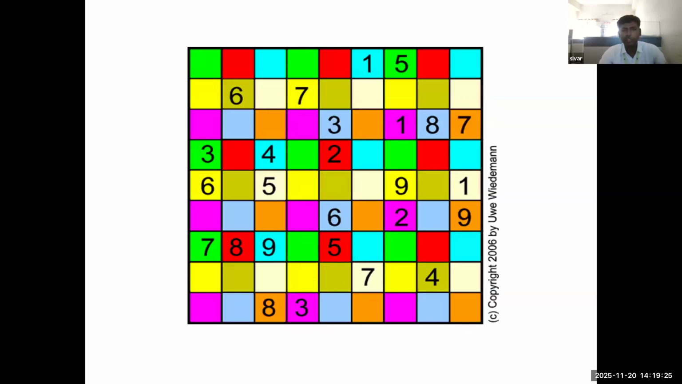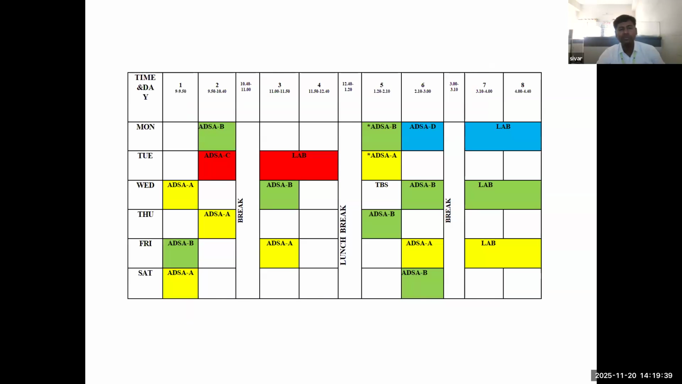Next one is Sudoku. In the Sudoku game, different square shapes are also there, but the condition is that no two boxes have the same color. If you give the same color, you get confusion. Similarly, this is my timetable. In the timetable, I am also assigning some colors, but no two sections have the same color. If the same color is applied to different sections, you get confusion. Like that, I am giving different colors.